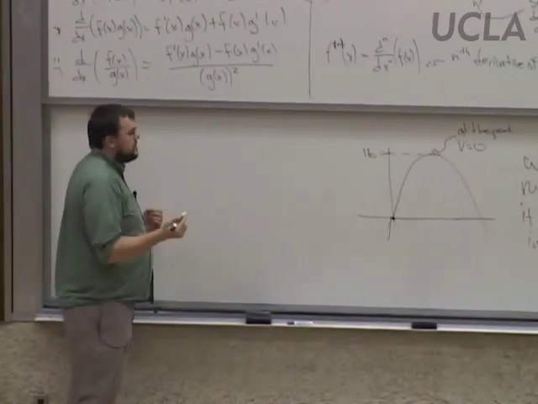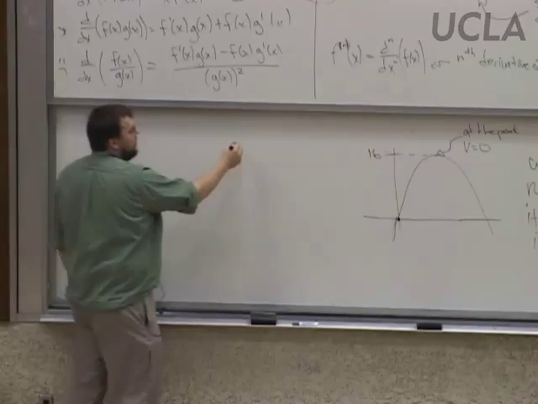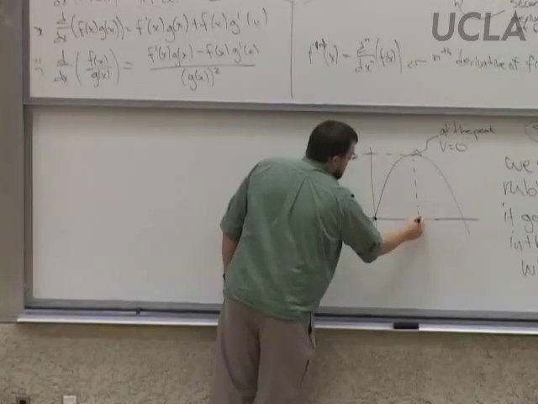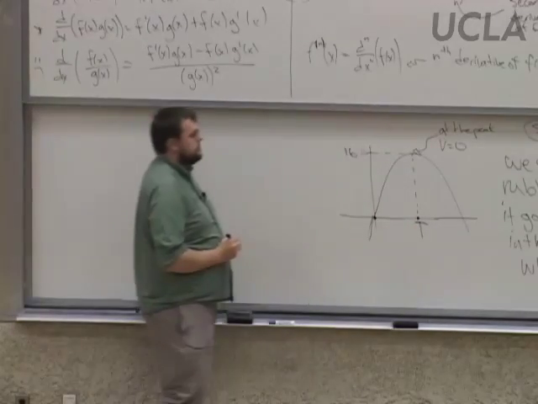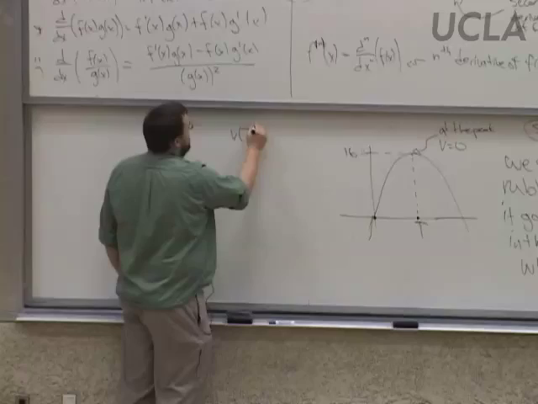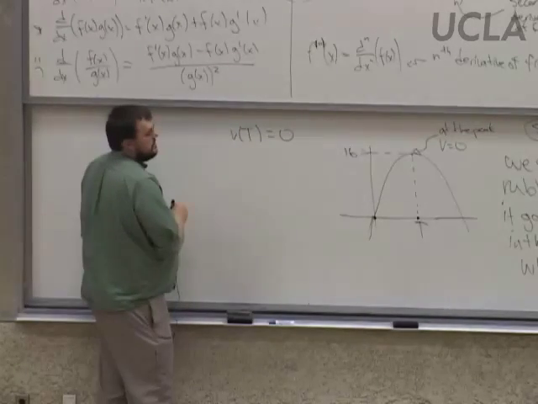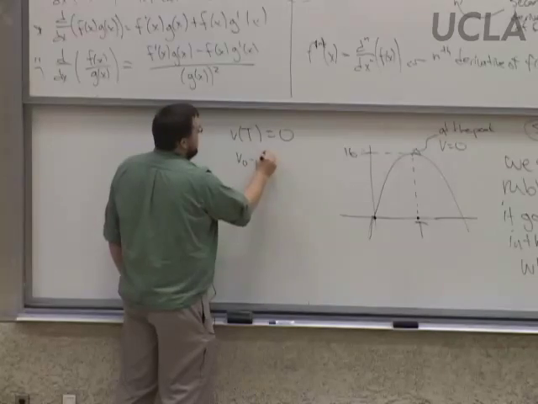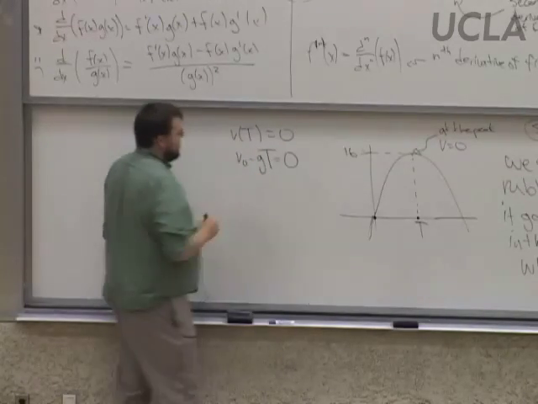Okay, well that's good. We can use that information. So that tells us that this time right here, let's call it capital T. At capital T, we have that the velocity at capital T is 0. Or, if you like, v0 minus g capital T is 0.